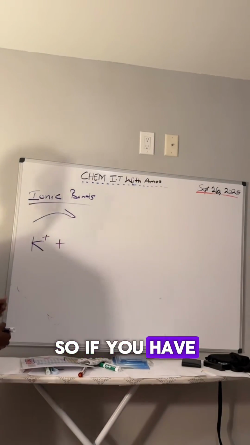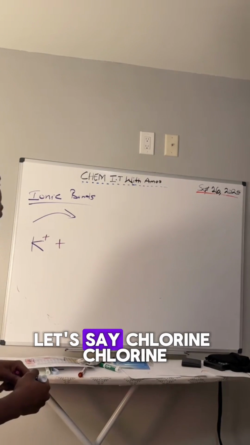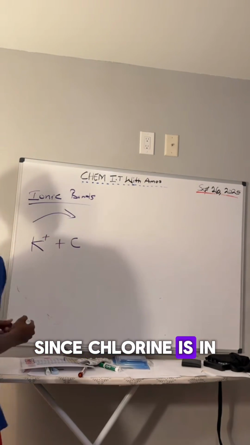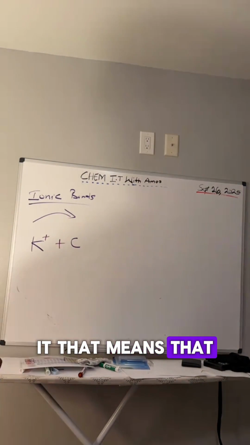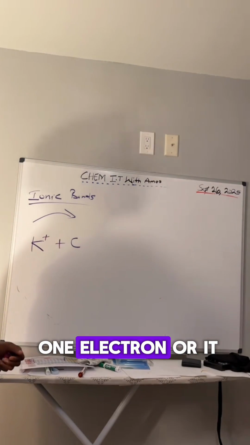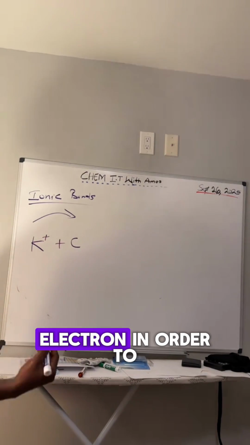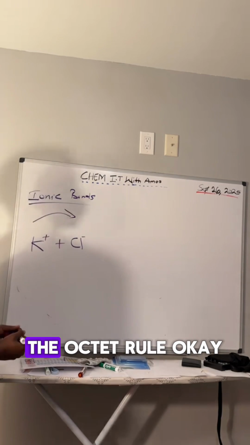So if you have to bond potassium to chlorine, which is Cl, since chlorine is in group 17, or group 7, of the periodic table, that means that it wants to accept or gain one electron in order to satisfy the octet rule.